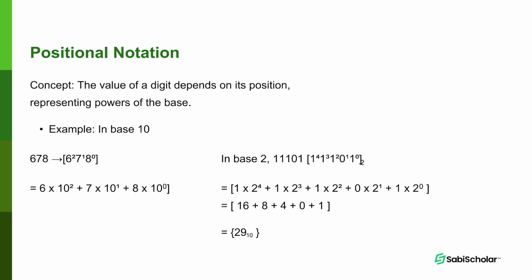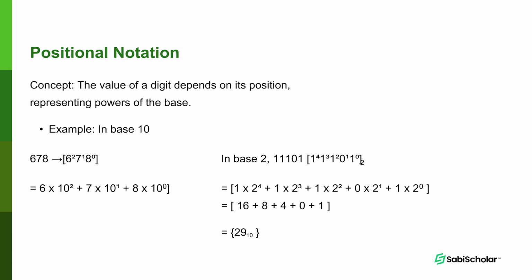So 1 times 2 to the power 4 here is 16, plus 1 times 2 to the power 3. 2 to the power of 3 is 2 times 2 times 2. 2 times 2 is 4, 4 times 2 is 8. So 1 times 8 is 8. I think it's important to repeat that. 2 to the power 3 means 2 times 2 times 2. It is not 2 times 3. 2 to the power 3 is 2 times 2 times 2.